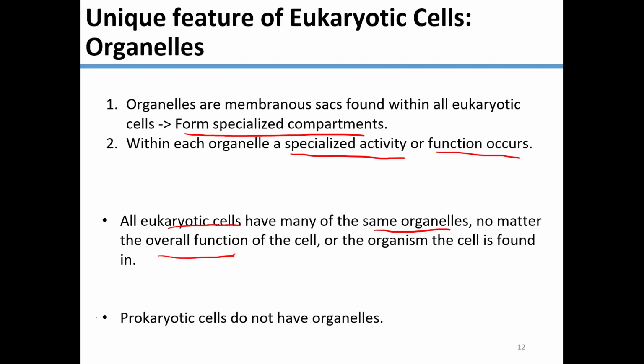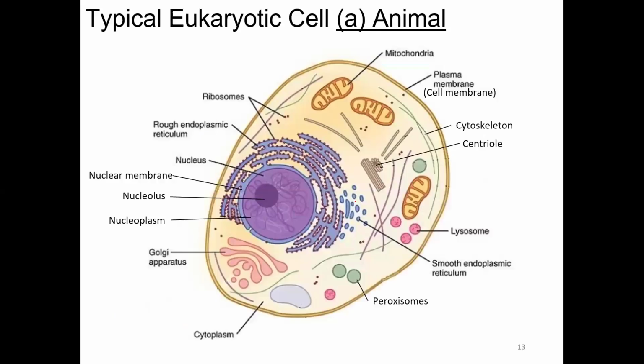Now, a thing that's going to be important is prokaryotic cells do not have organelles. Remember, all they're basically going to have is the cell wall, cell membrane, the cytoplasm, and then the ribosomes just to produce proteins. In this case, when it comes to eukaryotic cells, they are going to have many more organelles in order to help facilitate many, many different processes.